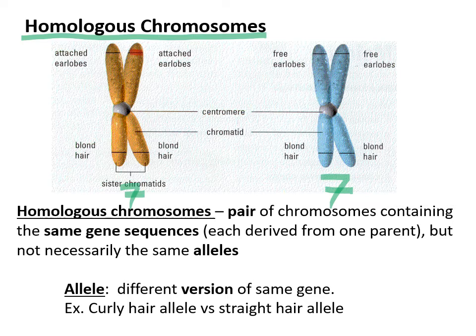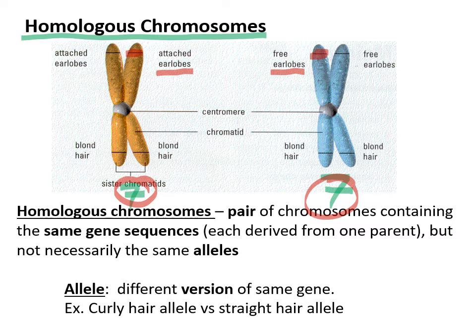So information as to how the bottom of your ear is structured is going to be on one of your chromosomes. So let's say it's on this one. You're going to get some of that information from your mother, and you're also going to get another copy of that information from your father. They may have different versions of that information. So imagine attached earlobe version is from your mother and free earlobe version is from your father. So that's what we mean by homologous chromosomes. They are the same chromosome with the same types of information on it, but different versions of that information.